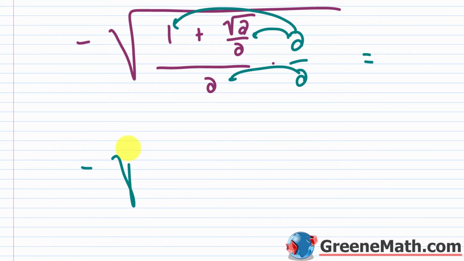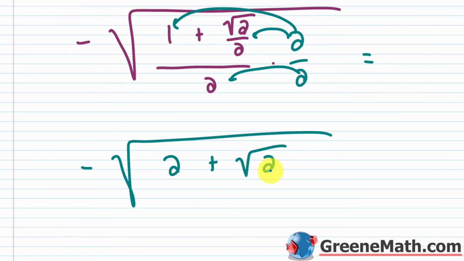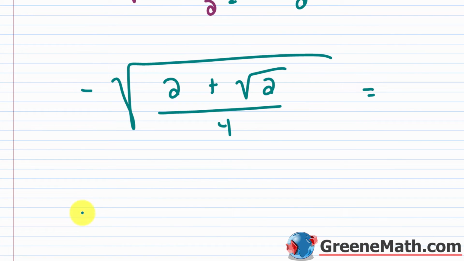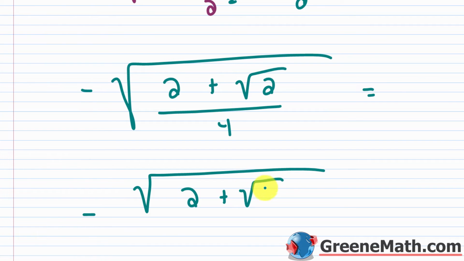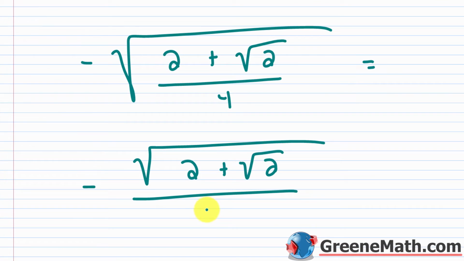So the negative of the square root of 2 times 1 is 2, and then plus square root of 2 over 2 times 2. The 2's would cancel, and you just get the square root of 2. And this is over 2 times 2, which is 4. So to finish this up, I'll say this is the negative of the square root of 2 plus the square root of 2, and this is over, the square root of 4 would be 2.